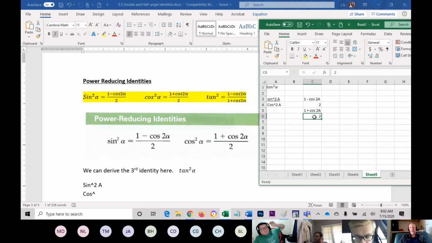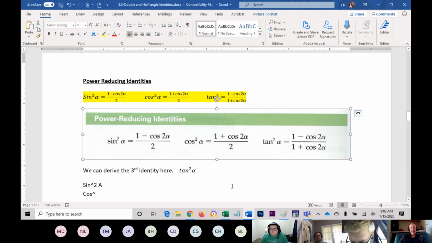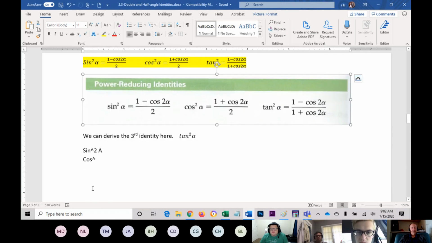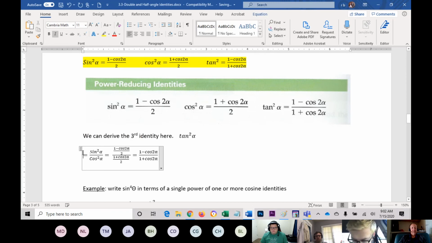So now we're going to flip these. The 2's are going to cancel. And we've just got 1 minus the cosine of 2 alpha over 1 plus the cosine of 2 alpha. So we did that. That was pretty easy. In fact, that's probably a much easier way to see it. Does that make sense? Okay.